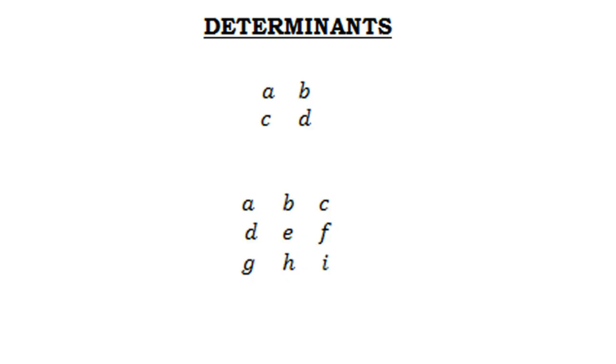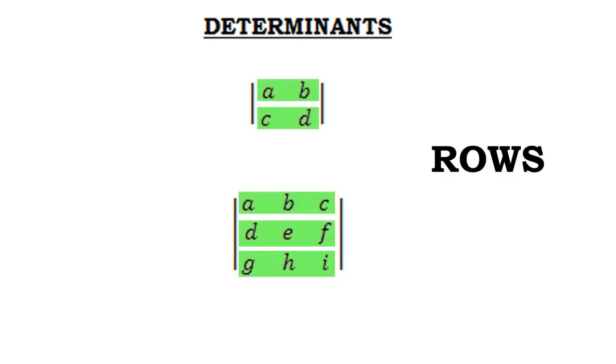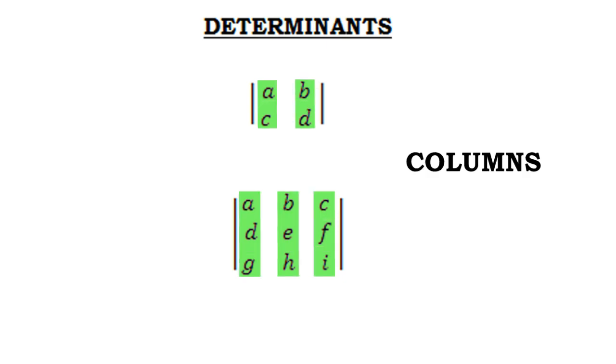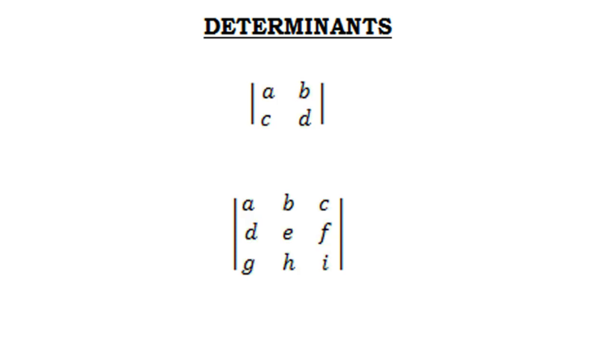In mathematics, a determinant is an arrangement of numbers or alphabets enclosed within a pair of vertical bars. These horizontal lines of numbers or alphabets in a determinant are called rows, while these vertical lines are called columns. If a determinant contains exactly 2 rows and 2 columns, we call it a 2 by 2 determinant. While if a determinant contains exactly 3 rows and 3 columns, we call it a 3 by 3 determinant.